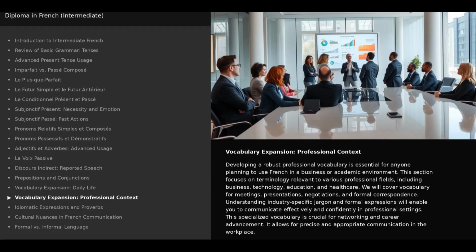Understanding industry-specific jargon and formal expressions will enable you to communicate effectively and confidently in professional settings. This specialized vocabulary is crucial for networking and career advancement. It allows for precise and appropriate communication in the workplace.